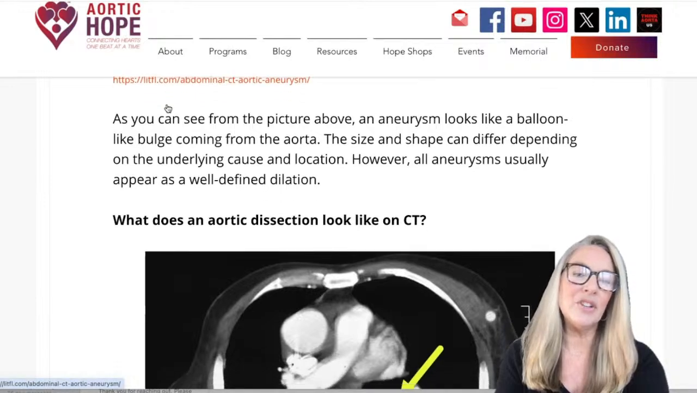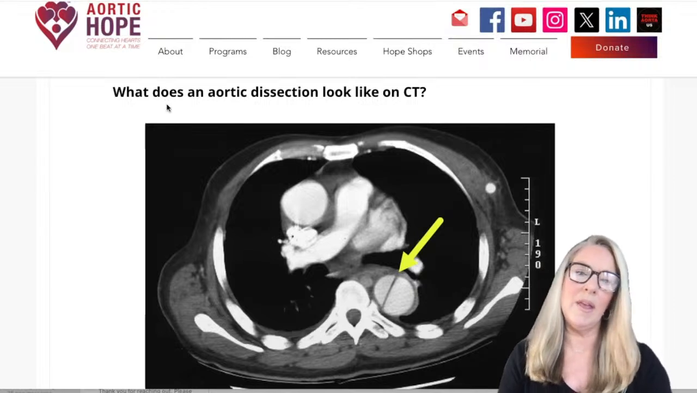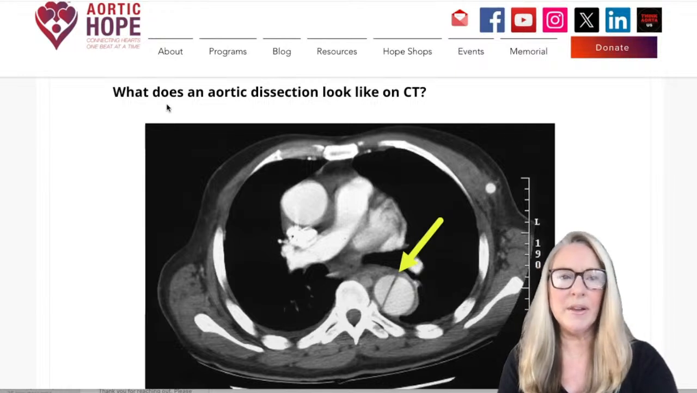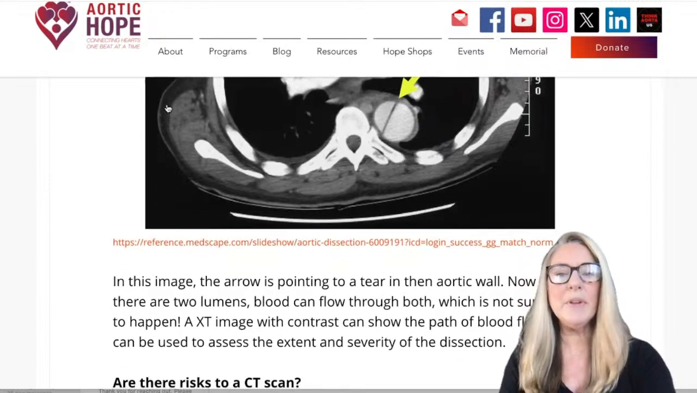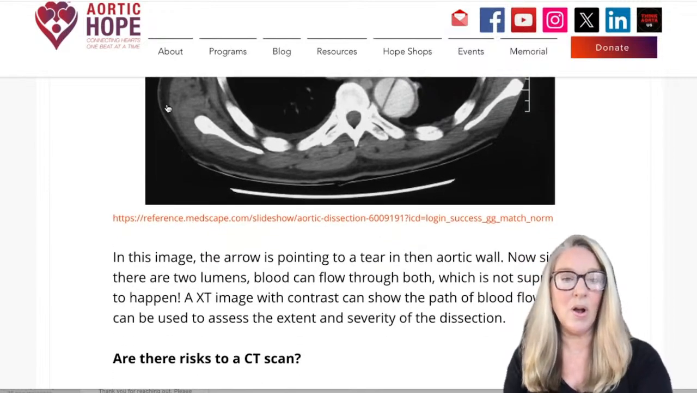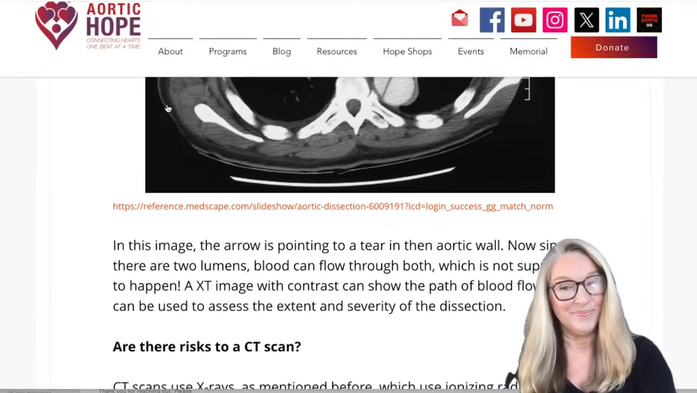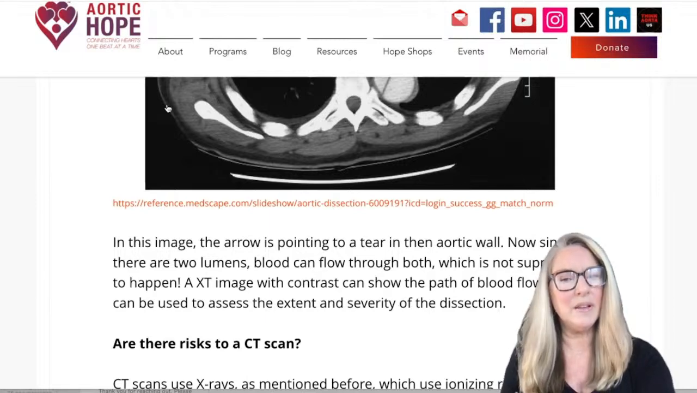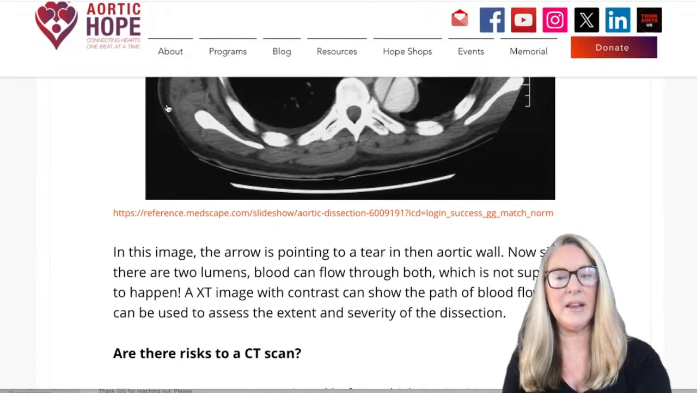What does an aortic dissection look like on CT? Here we have an image of an aorta with a dissection, with that yellow arrow pointing right there to that split in the aorta. That is the dissection. In this image, the arrow is pointing to a tear in the aortic wall. Now, since there are two lumens, blood can flow through both, which is not supposed to happen. A CT image with contrast can show the path of blood and can be used to assess the extent and severity of the dissection.